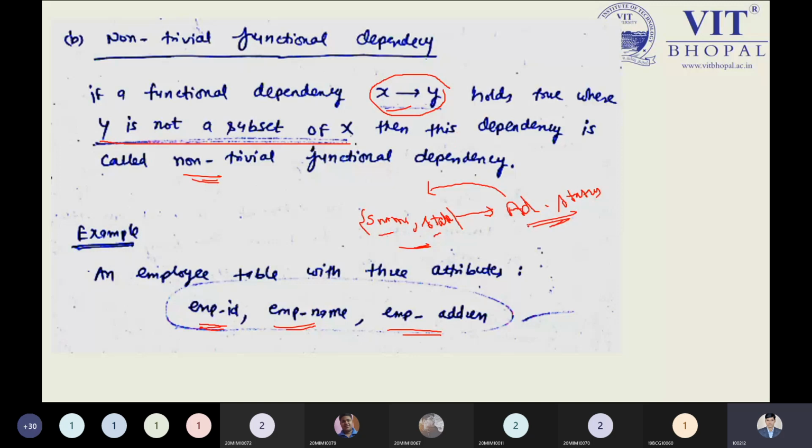Just like an example, address and status, I'm just selecting here. What is the address status? This is not a part of the set of attributes, that is, student name and state. So this can be seen as a non-trivial functional dependency. This functional dependency will be considered non-trivial. Let me explain this concept in a simple way.